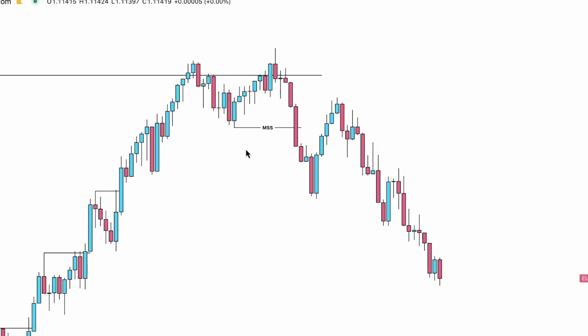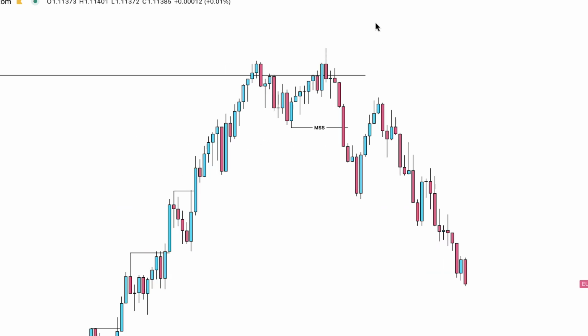So after a shift in market structure, two things will be rightly given to you. One, you will either have a breaker block or a mitigation block for an entry. Check your chart. Every time you have a shift in market structure, price will give you either a breaker block or a mitigation block rightly placed for you.